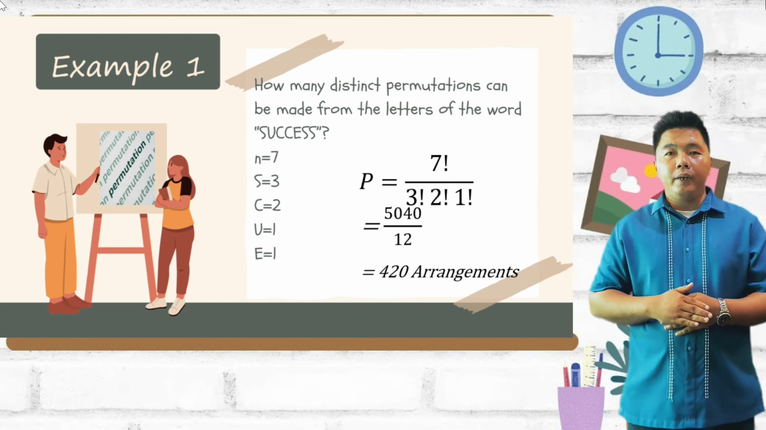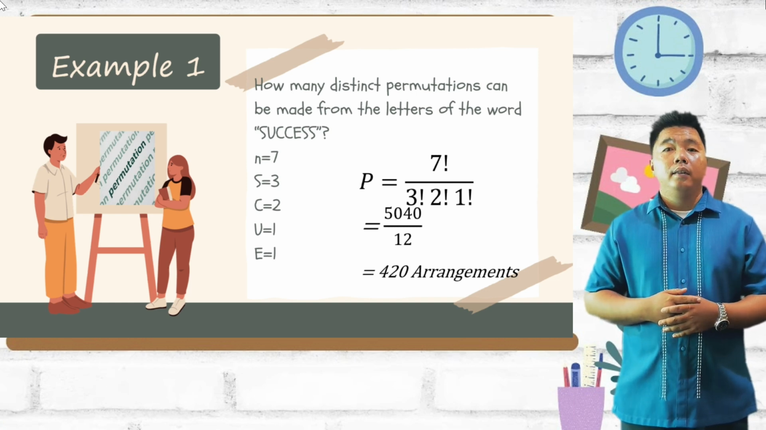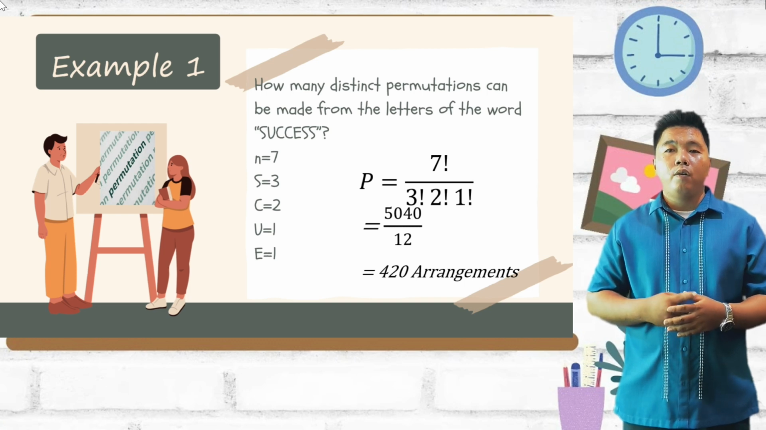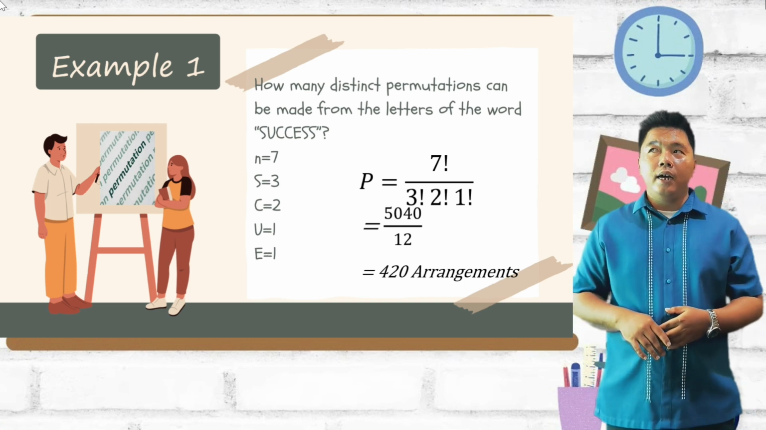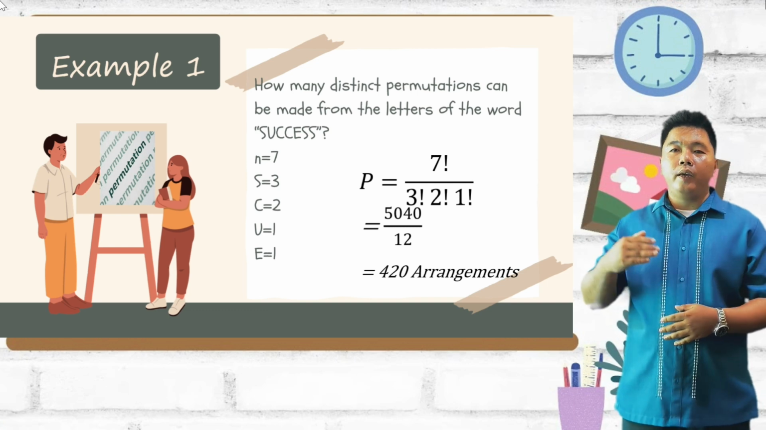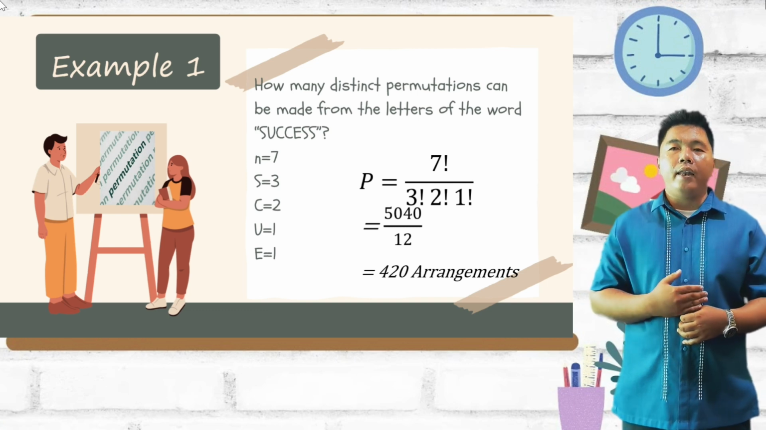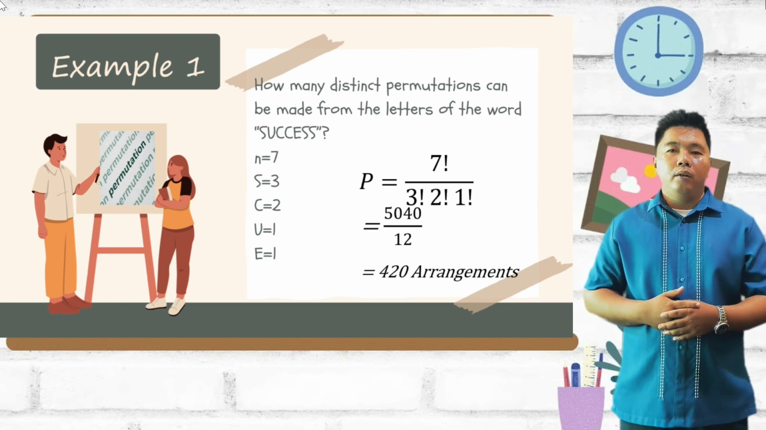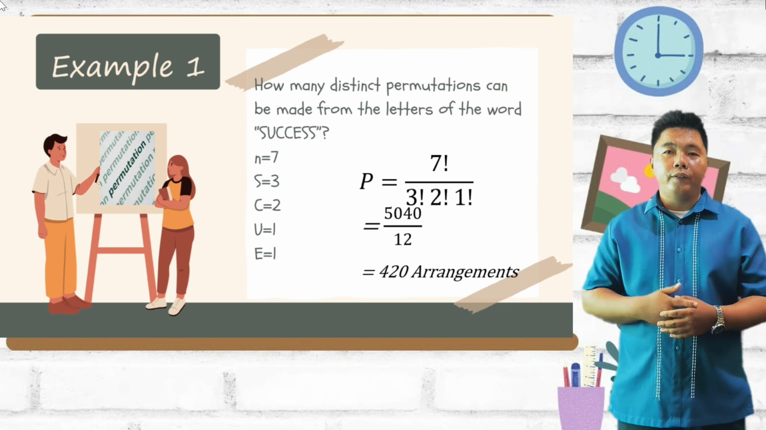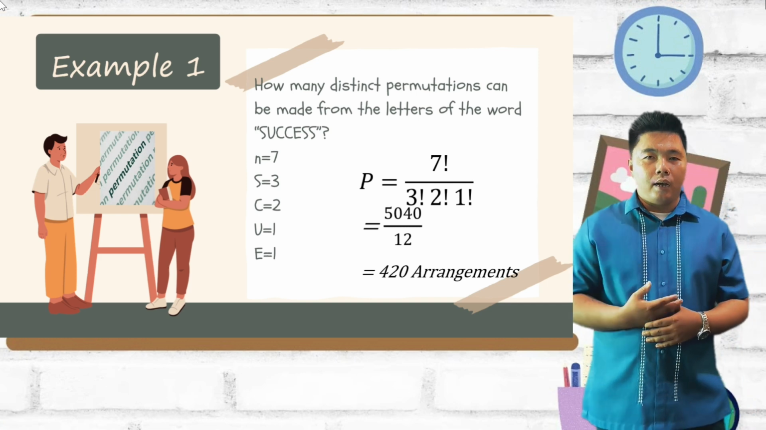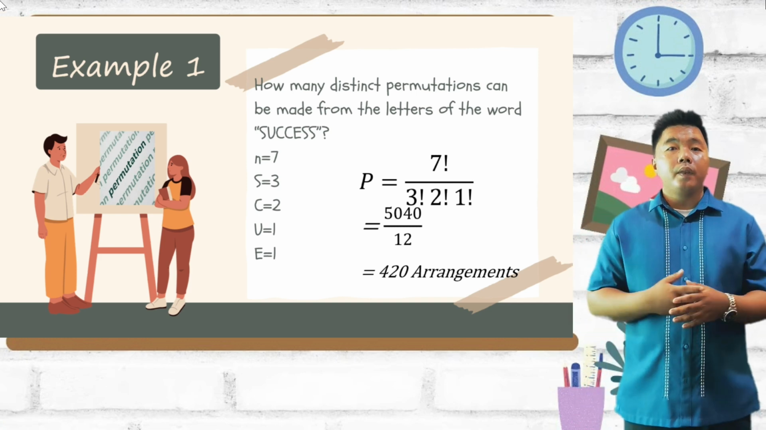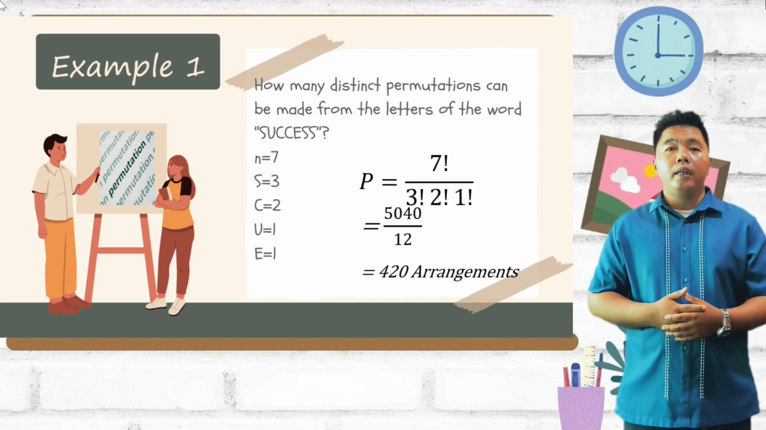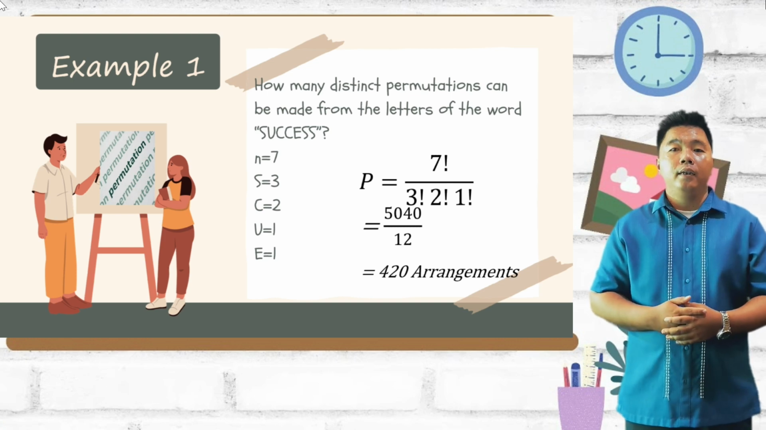So for the denominator, we have 3 factorial times 2 factorial times 1 factorial times another 1 factorial. Remember that from our numerator, we have n equal to 7. So for our denominator, you must total that and also get a total of 7, to make it a solution. So we have 7 factorial divided by 3 factorial times 2 factorial times 1 factorial and then another 1 factorial.